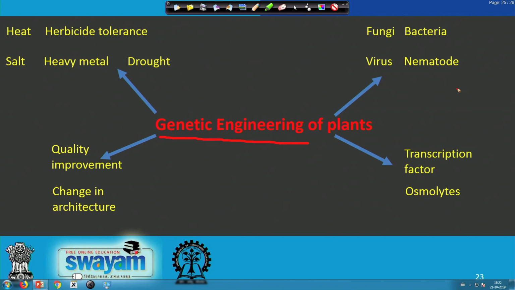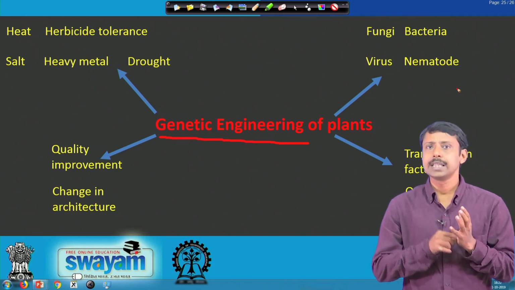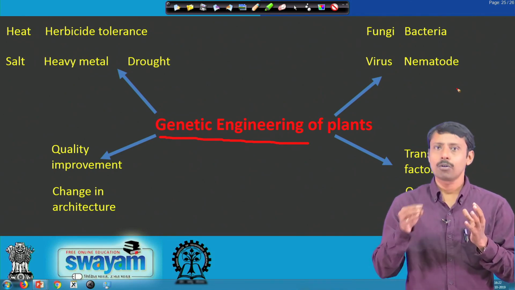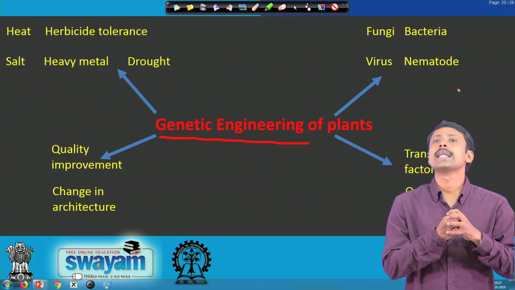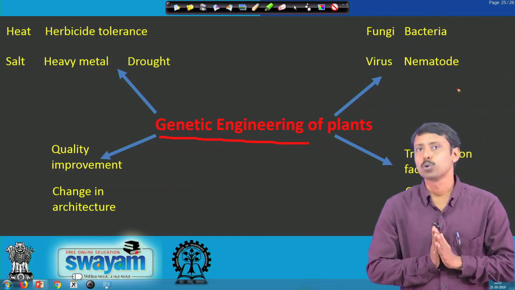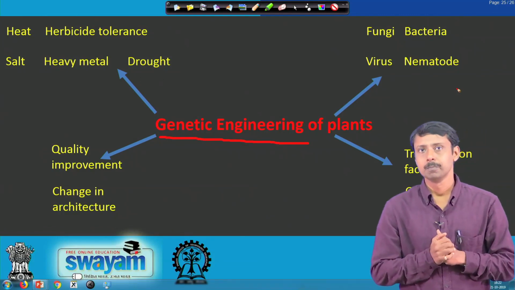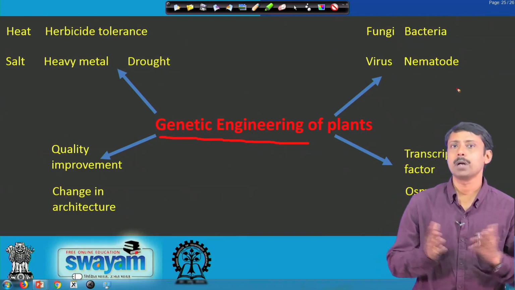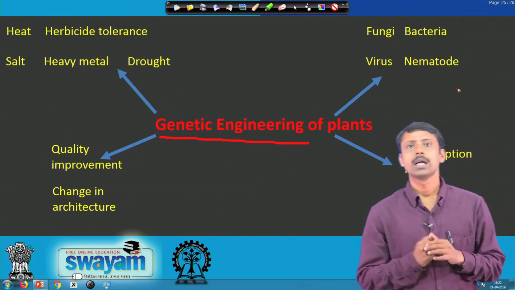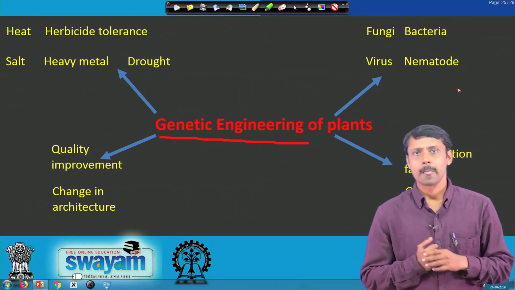So, once those proteins are expressed in the transgenic plant, if the virus infects the plant, then the viral DNA or viral RNA will be encapsulated within those coat proteins. So, the viral infection is not visible. In this way, several transgenic plants have been developed which are resistant to virus.